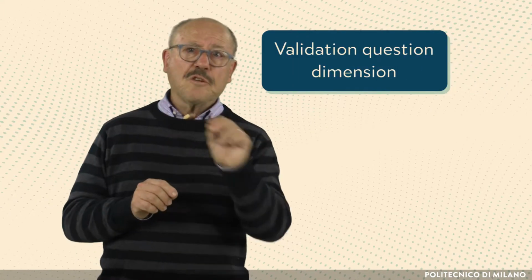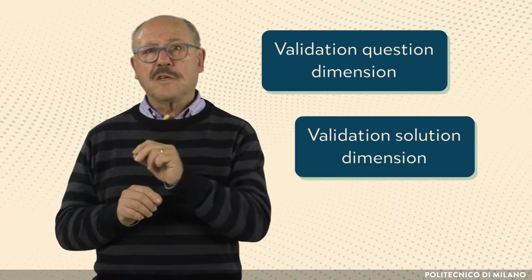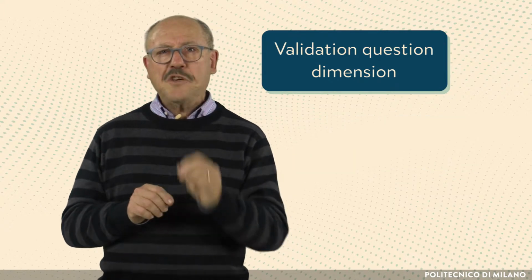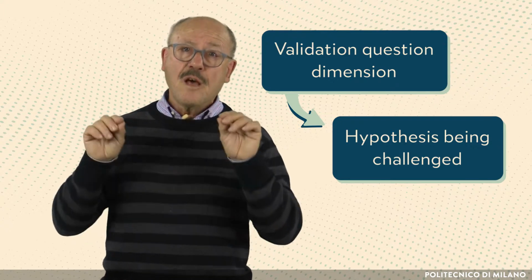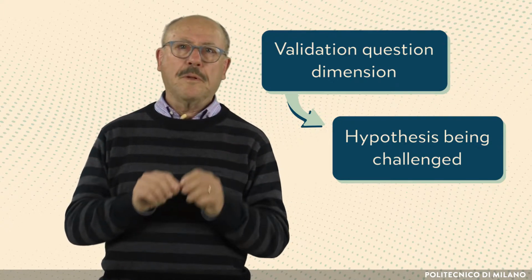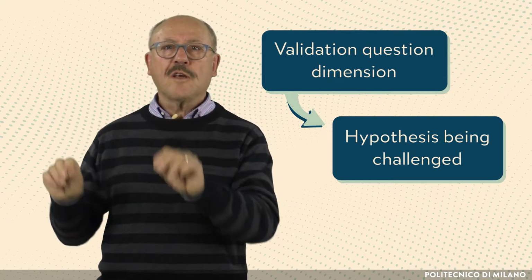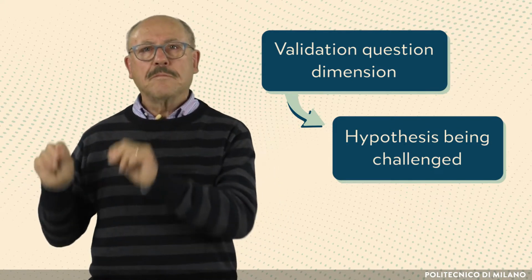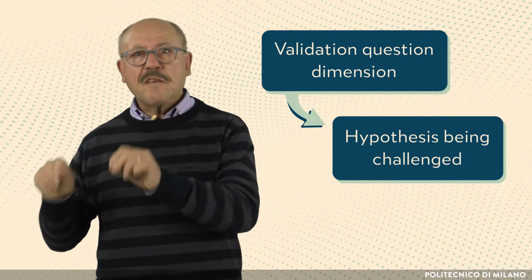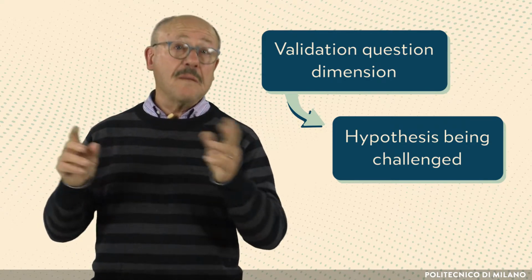Let us now focus on the second question: how to ensure that validation is done properly? To answer this question, we need to consider that there are two dimensions: the validation question dimension and the validation solution dimension. The validation question dimension is where the hypotheses to be validated are formulated as research questions to be answered. For example, can a certain drug cause a certain effect on patients? Or, is the approximation of this algorithm acceptable? Or, does this artifact help programmers in debugging?